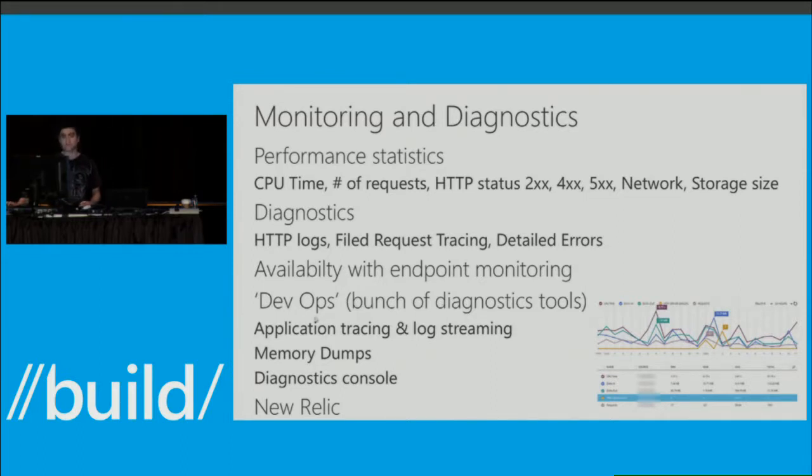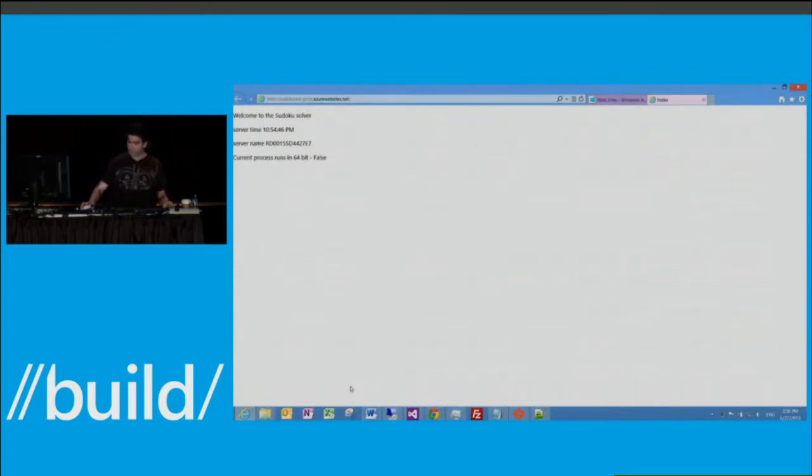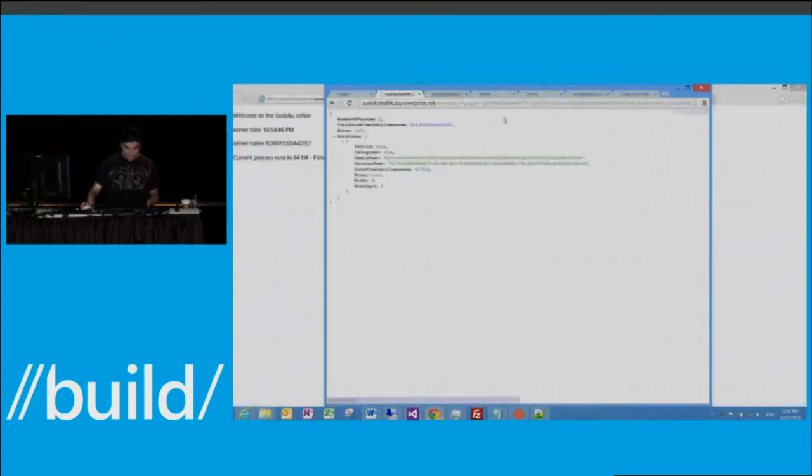And there is a bunch of DevOps stuff for diagnostics tools. Application tracing you have seen, but there's more. There are memory dumps, there is the diagnostic console, which I'll show in a second, and New Relic, which we'll see later when we go through all the scale demos. So you have seen the application tracing. I'm short on time, so I'm not going to do that. What I do want to show you is something else.